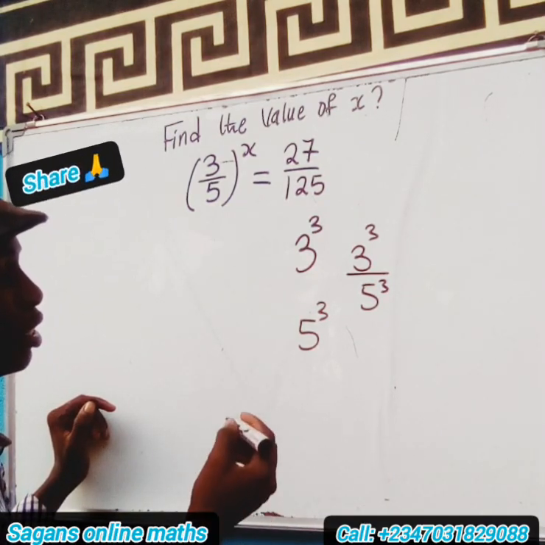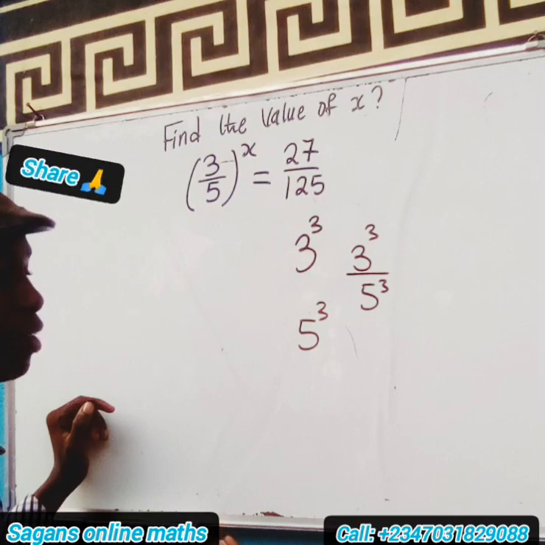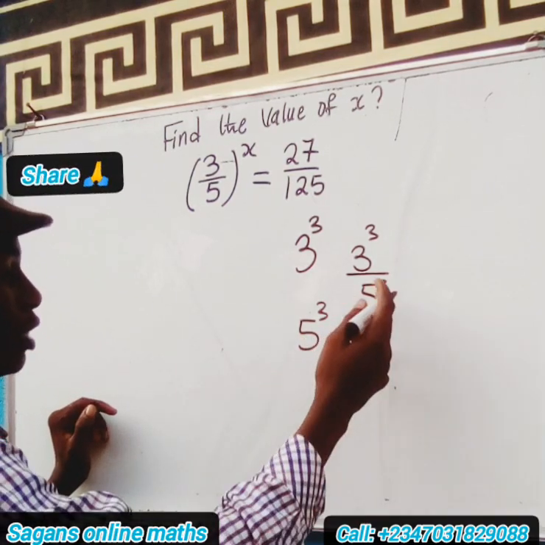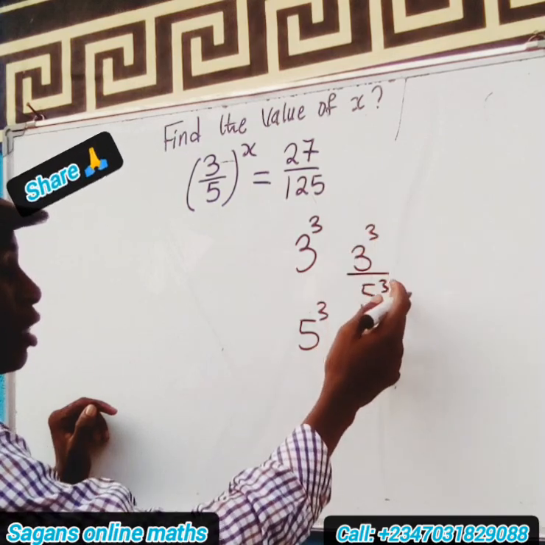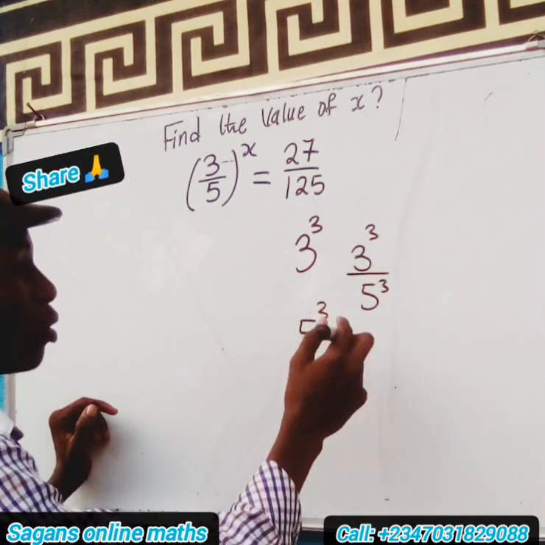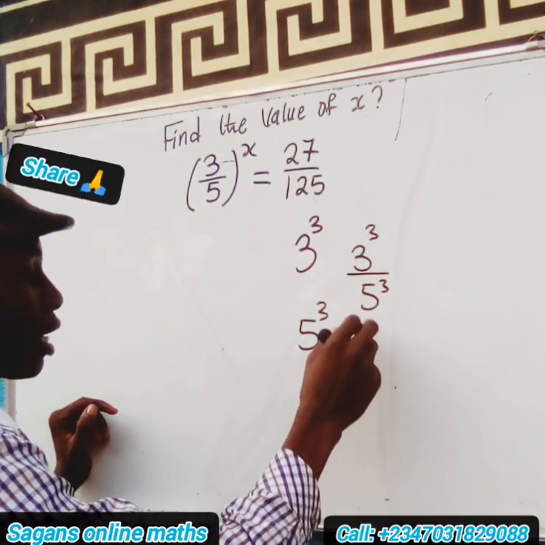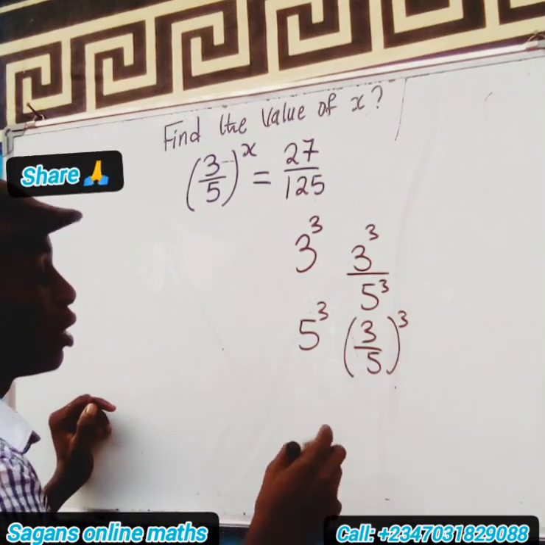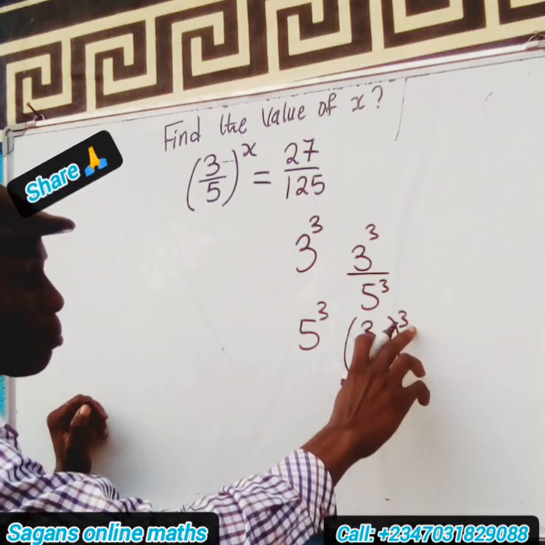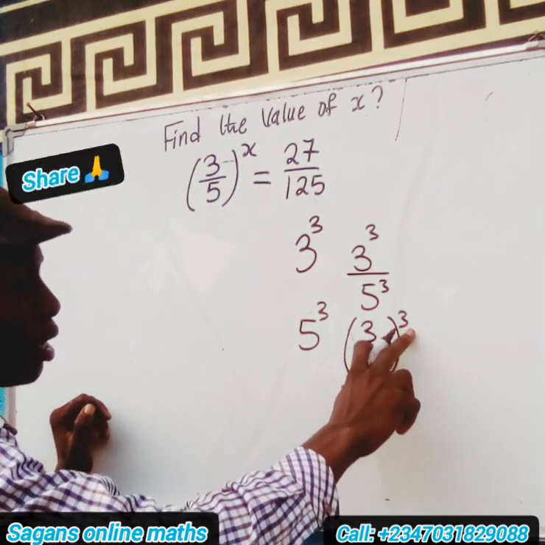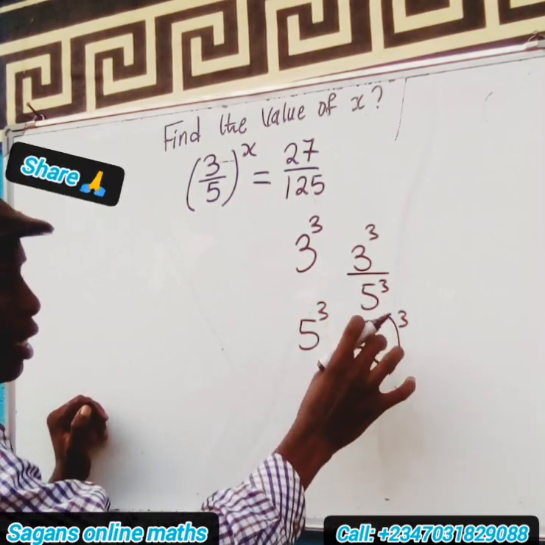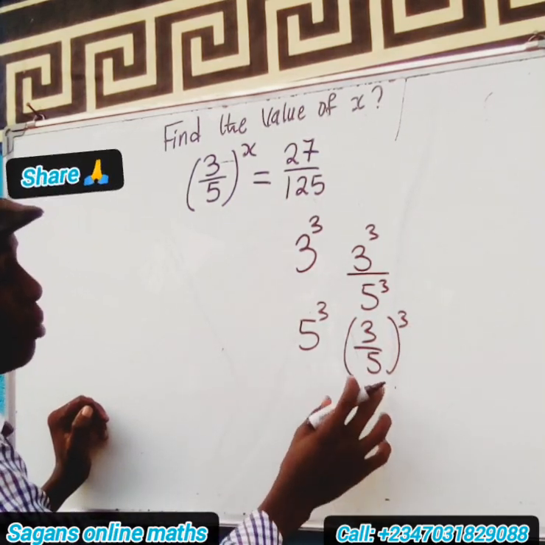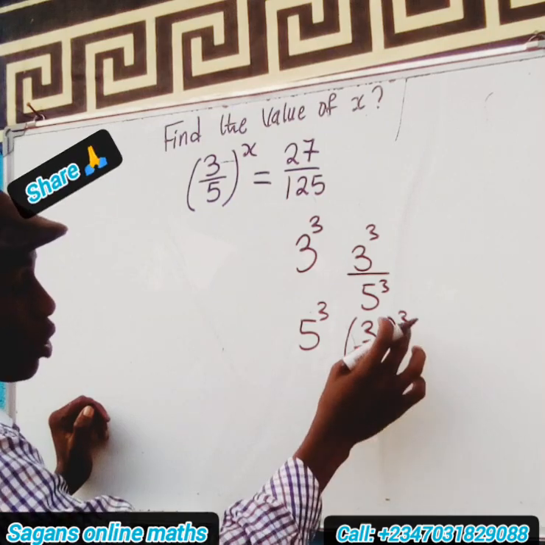That means they have the same index. One of the properties of indices says that when they have the same index, even though the bases are not the same, we can open a parenthesis and have (3/5) all raised to the power of 3. This power here affects everything inside the parenthesis.